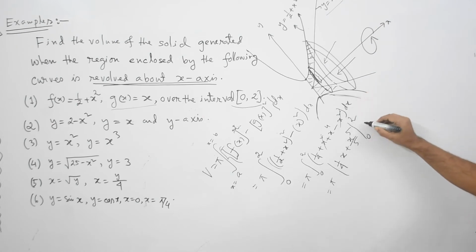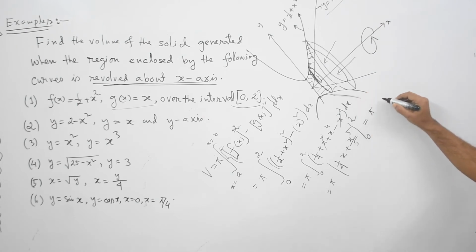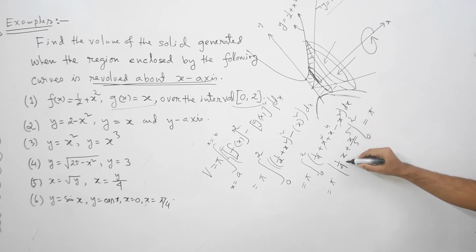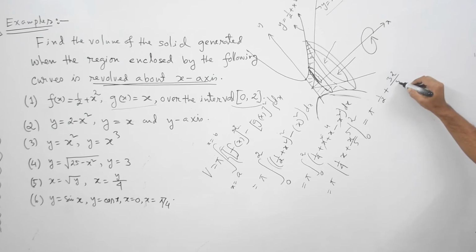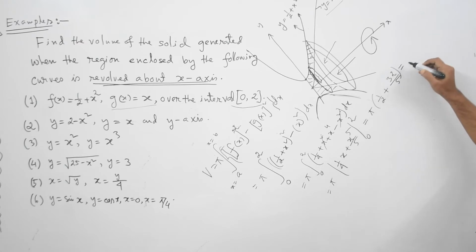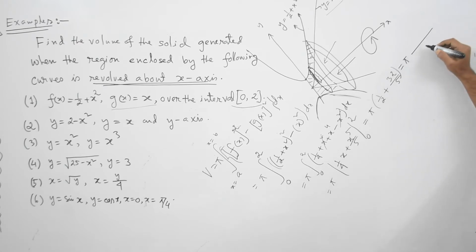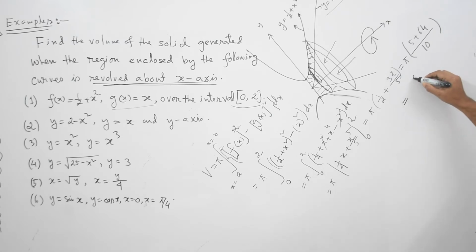So first, if you put the upper limit, you will get 2/4, which means 1/2, plus 32/5, and if you put the lower limit, it will be 0. So this equals, by the LCM 10, 5 plus 64, so this equals 69 pi by 10. This is the answer. This is the volume of this solid material.